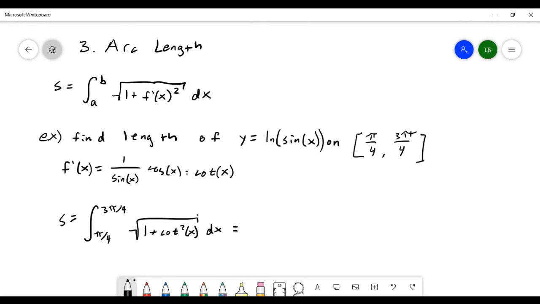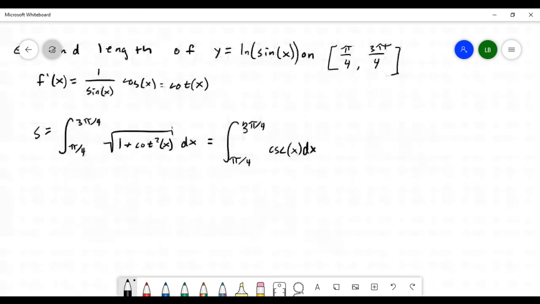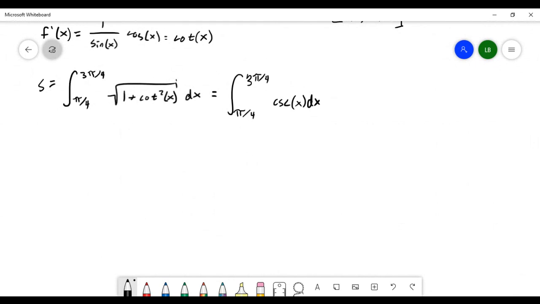If you'll recall, 1 plus cotangent squared is cosecant squared, and the square root of cosecant squared is simply cosecant. So we can simplify this to this integral here. The integral of cosecant is not fun, but here it is. This is one you'll just need to memorize. And of course, it's on the interval from pi over 4 to 3 pi over 4.